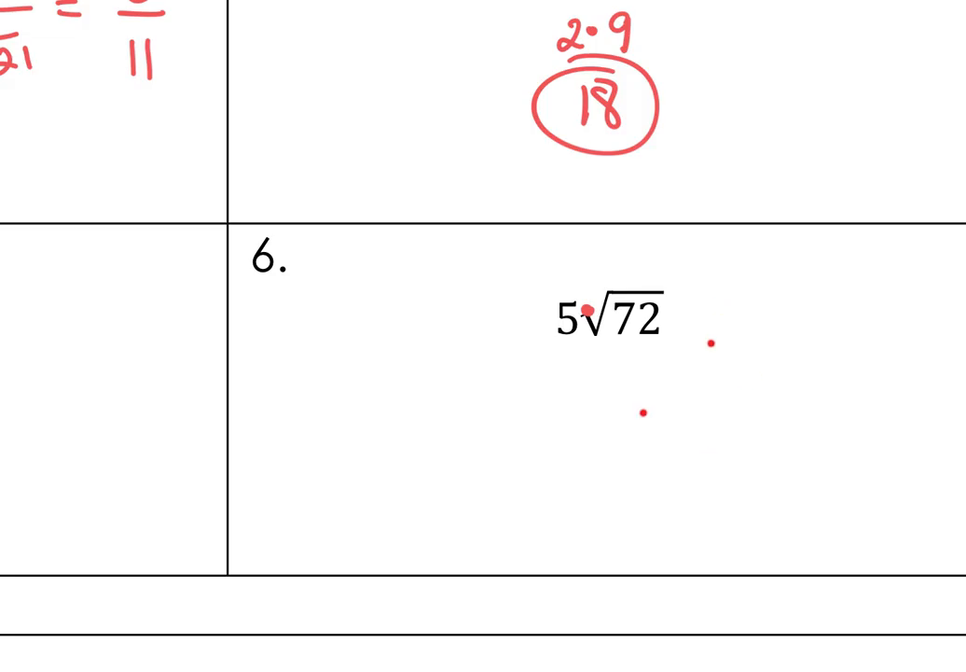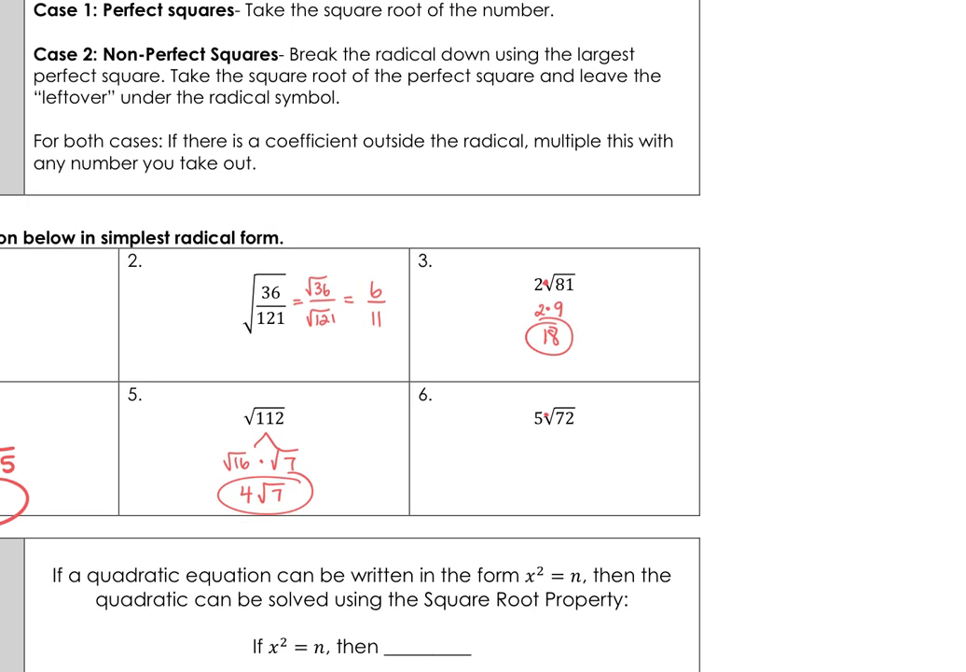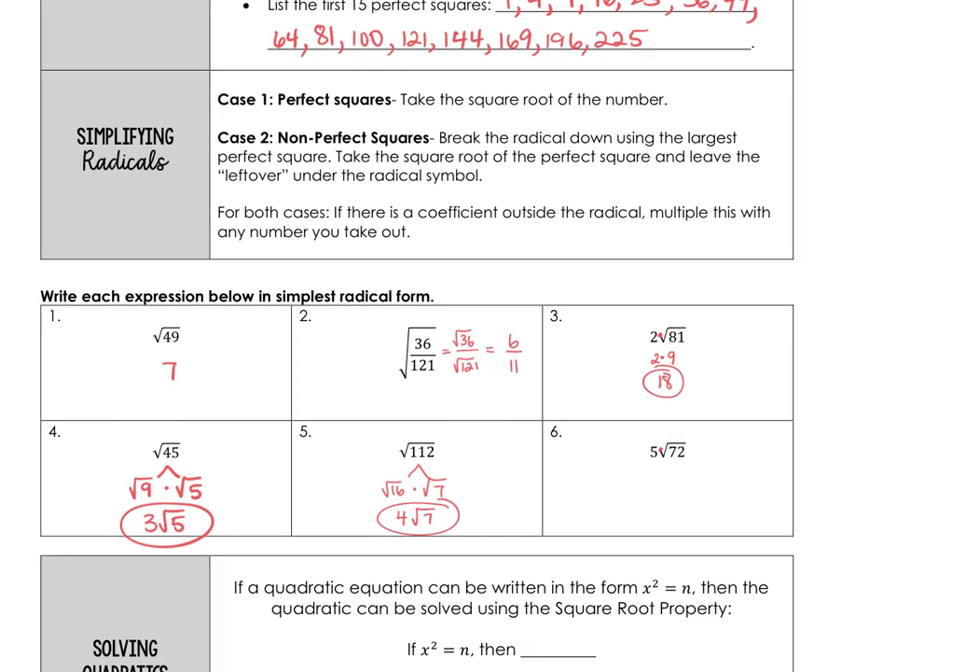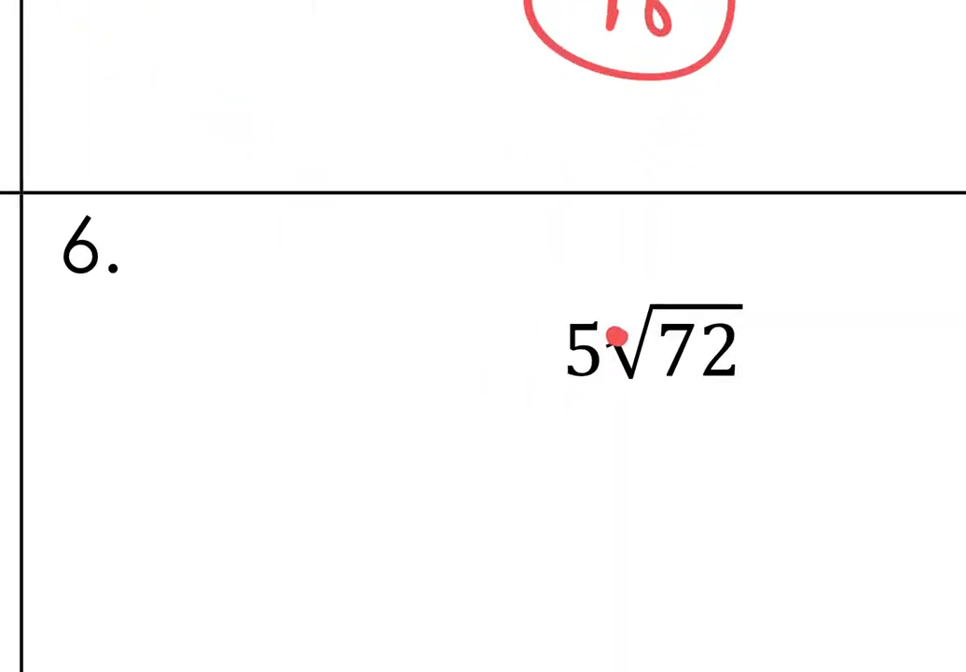So again, if you need to, you're using that calculator to guess and check. 72 divided by 4, 72 divided by 9, 72 divided by 16, 72 divided by 25. Very good. 72 is divisible by 36. So we'll break this down to the square root of 36 times the square root of 2. And then again, we still have that coefficient out front.